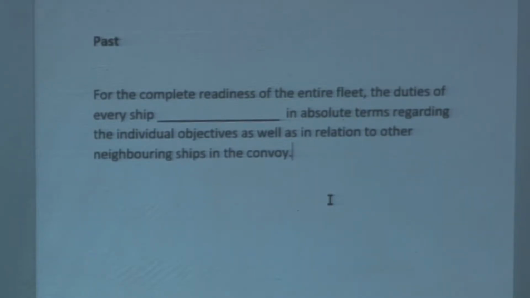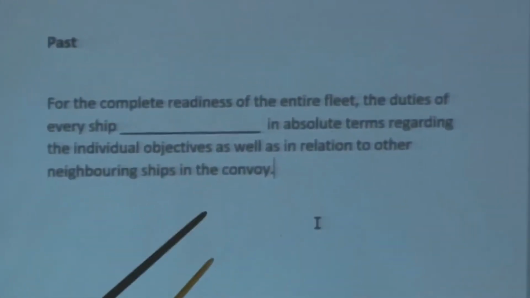Make another version of it which tells you something which is clearly past. Had to. Had to be assigned. Okay, fine. But whatever had to be done, was it done or not? Can you make the sentence?